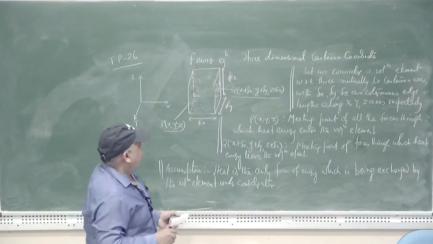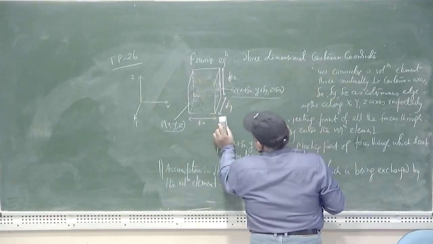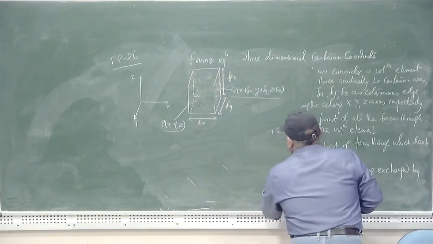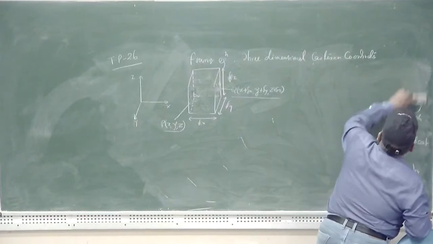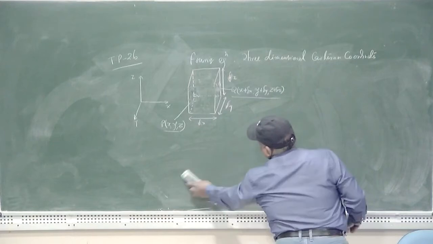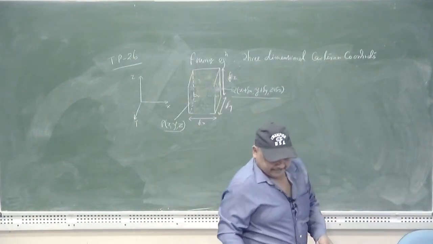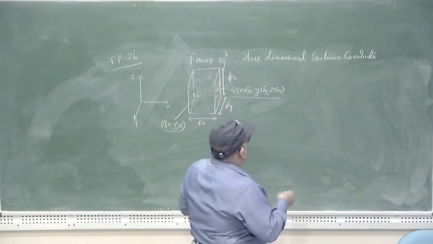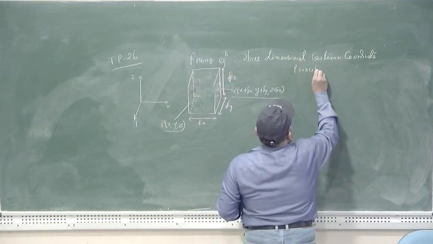Now come to the derivation part. Let us come to the derivation part now. Keeping this diagram intact, you now proceed for the derivation. So, what should be the principle underlying this derivation?